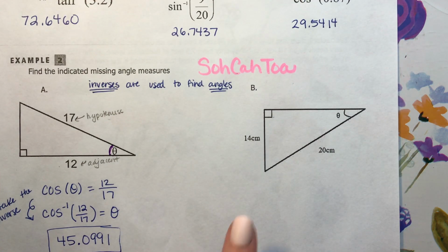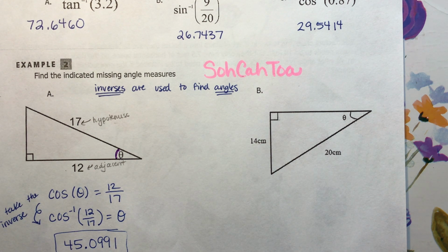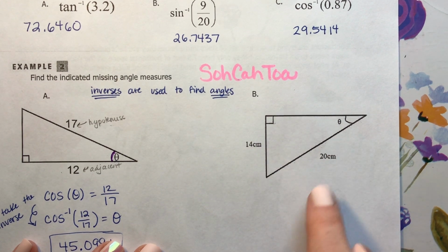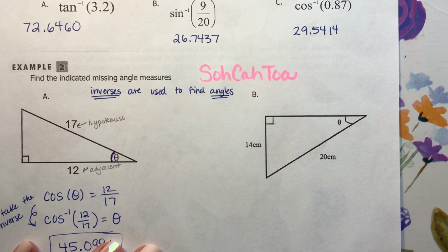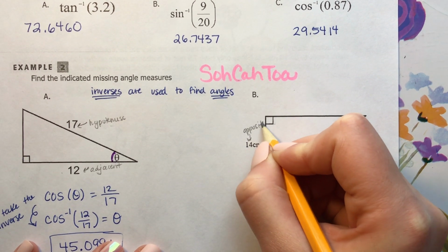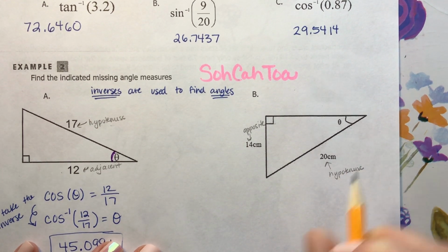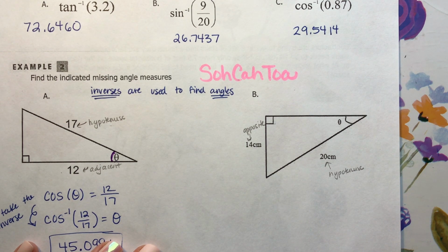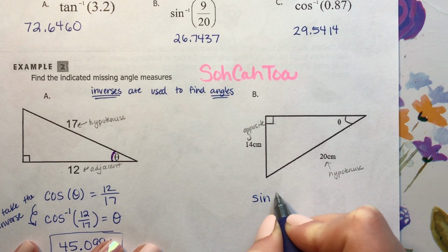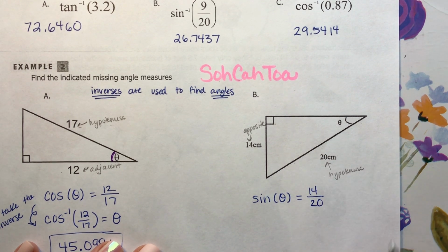Let's do that again here. We are going to try to find the value of this angle. So I need to know, how does this 14 relate to that angle and how does this 20 relate to that angle? The 14 is the opposite side and the 20 is the hypotenuse. Well, what function uses opposite and hypotenuse? Sine. So I'm going to say the sine of theta is equal to opposite 14 over hypotenuse 20.